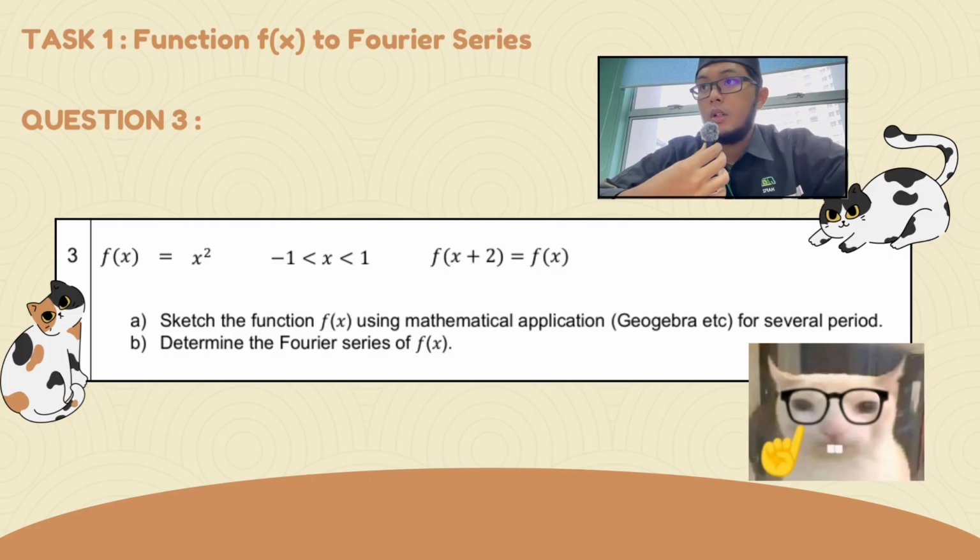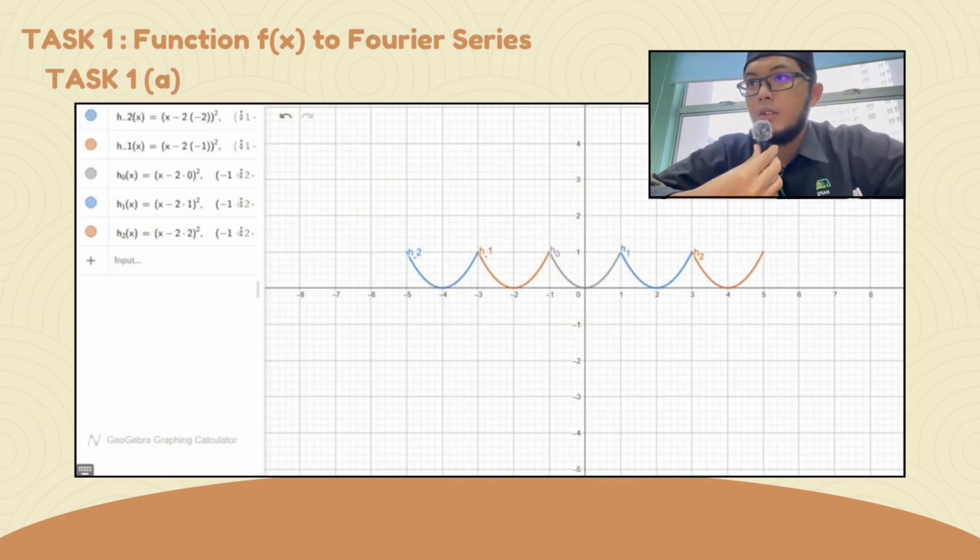Lastly, task 1 question number 3. We are given this function f of x equal to x squared with the domain of -1 to 1, and the periodicity f of x plus 2 is equal to f of x. Same thing, we need to sketch and then determine the Fourier series.